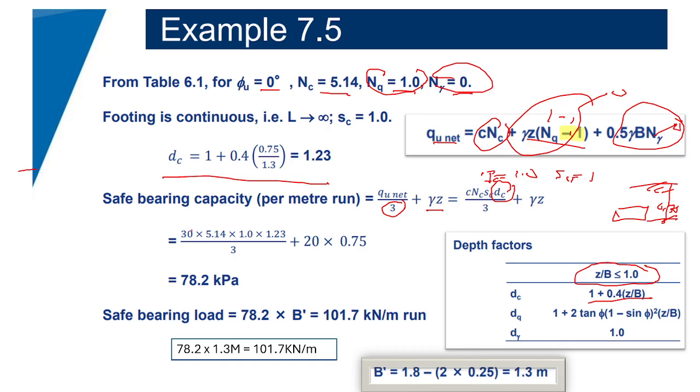Substitute cohesion is 30, Nc is 5.14, it's here. Ic is 1, Sc is 1, and then Dc is 1.23. This one is γ, the unit weight of the soil, and this is Z. So this would be your safe bearing capacity. You multiply it by B prime, or the adjusted width, which is 1.3, that becomes 101.7 kilonewton per meter run. So this is the safe bearing load with a factor of safety equal to 3.